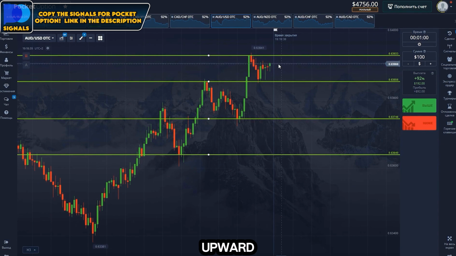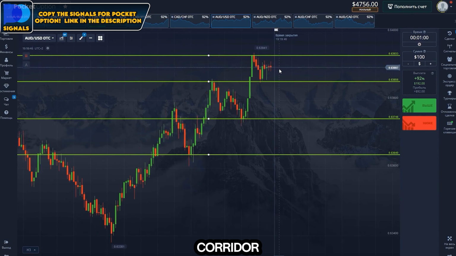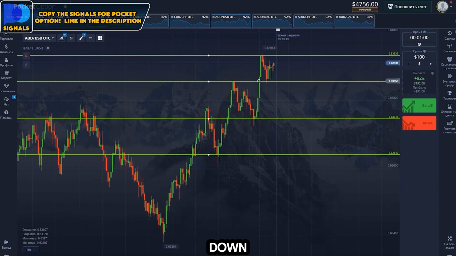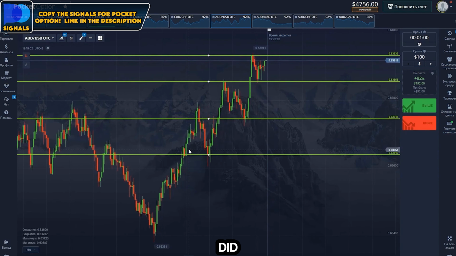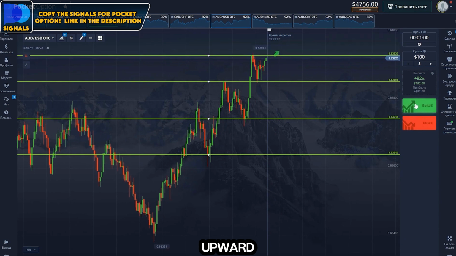Let's return to our upward trend. In principle, I don't see the logic in entering in the middle of this corridor because the price can go both up and down. So we need to wait a bit more. This strategy is such that you really need to understand what you are doing here, just like with the trend strategy. As I did, the first trade you enter according to the trend. If the trend is upward, the first trade is upward.